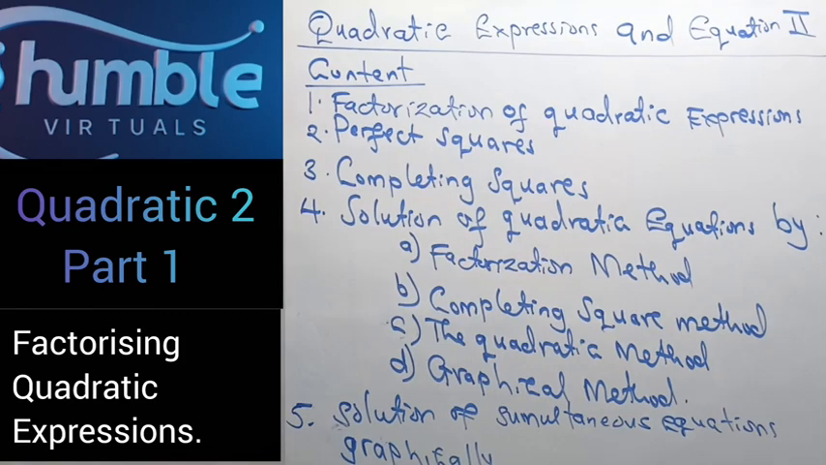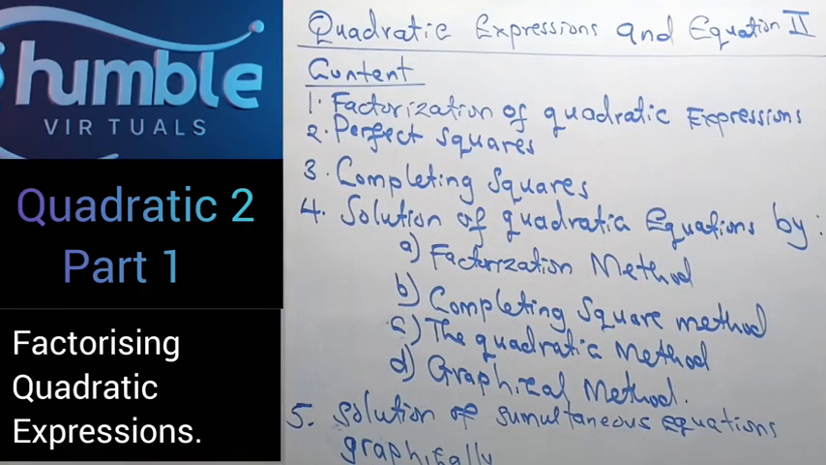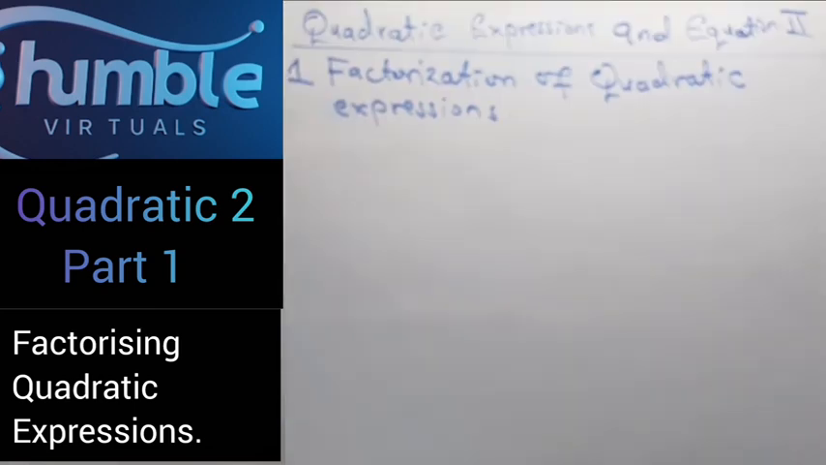Before we move to this content, we should have covered quadratic expressions 1, because this one is quadratic expressions 2, meaning there is quadratic expressions 1. Now, let us look at the first item, factorization of quadratic expressions. In quadratic expressions 1, you talked about this. So once more, we are going to review factorization of quadratic expressions.